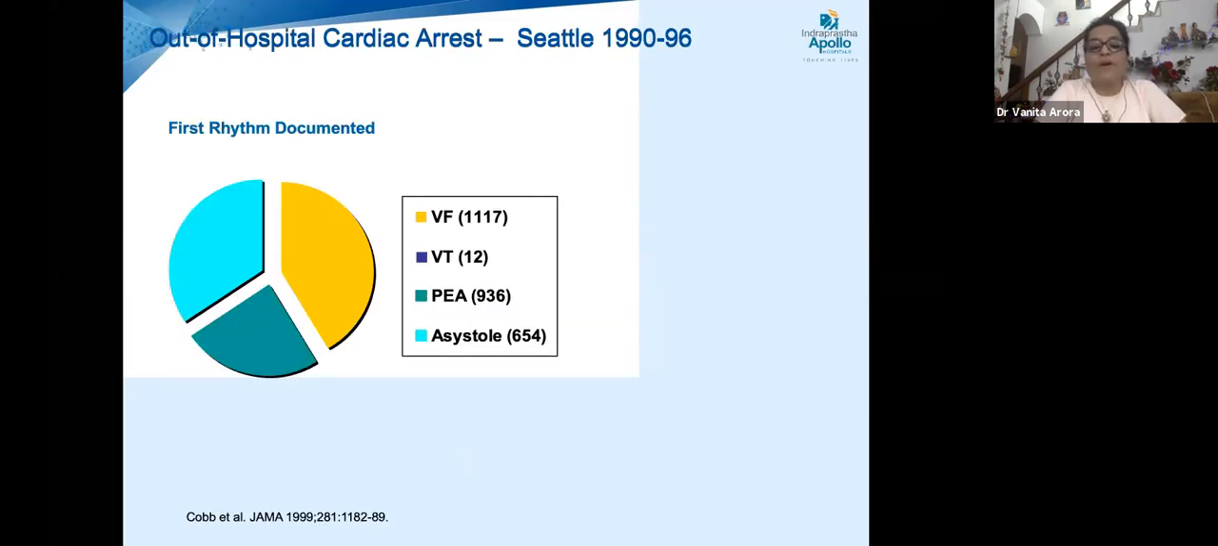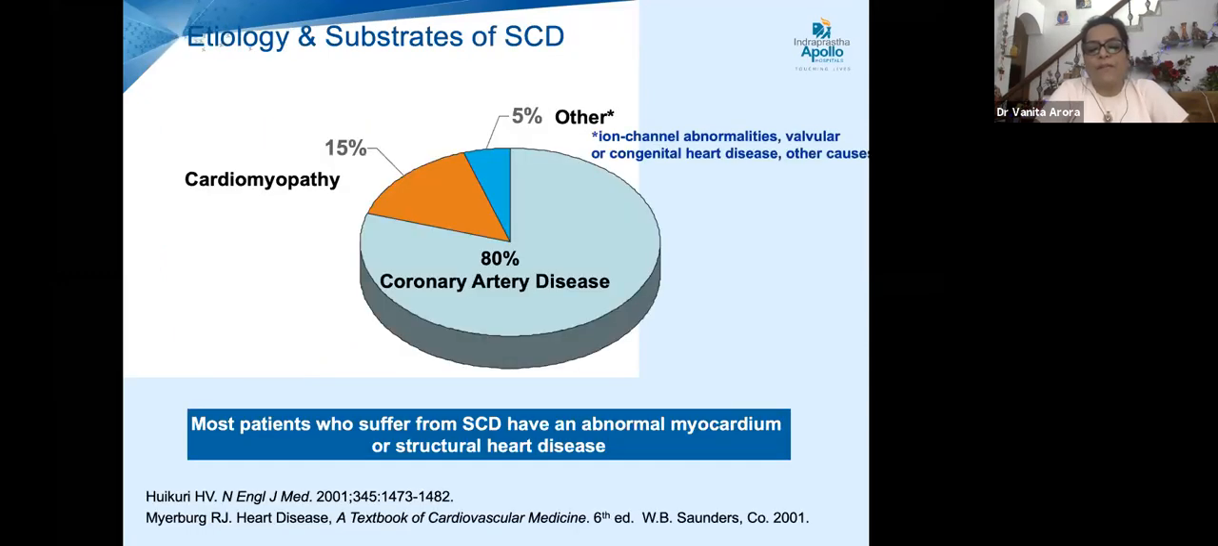The most important rhythm that you find in a patient of sudden cardiac arrest is actually ventricular fibrillation, followed by asystole. Once you are able to put a patient who has had sudden cardiac arrest on a monitor, these are the rhythms that you will see. And the most important factor for sudden cardiac arrest in India is actually coronary artery disease. 80% of the patients will have coronary artery disease. And this stands true for COVID patients also. I'll come to that slide too.